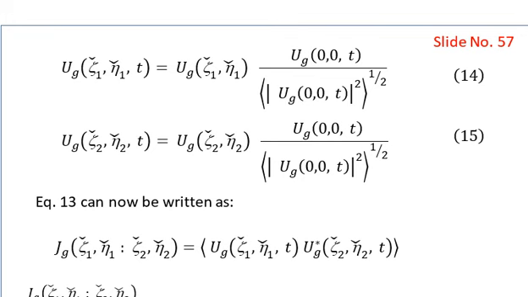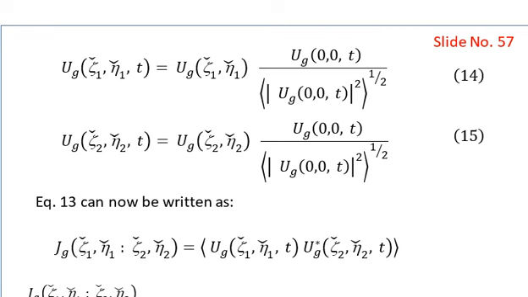Similarly, we have written equation 15 for another point, which is zeta 2 and eta 2. On the left hand side, UG of zeta 2, eta 2 and time is equal to the spatial part of the phasor, that is UG of zeta 2 comma eta 2, multiplied again by the time dependent part of the phasor, that is UG of 0, 0 comma t, and also divided by the normalization constant, which is the square root of the time average of the absolute value of the phasor at the origin. So equations 14 and 15 have been written in the normalized form.